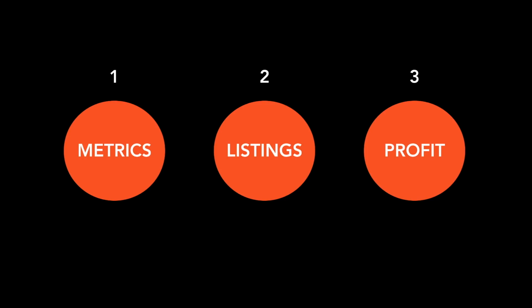So I bring this down to three separate areas: metrics, listings, and profit. So these are really the three things that I look at initially to find out if a product's worth looking at in more detail and spending time actually negotiating with suppliers.